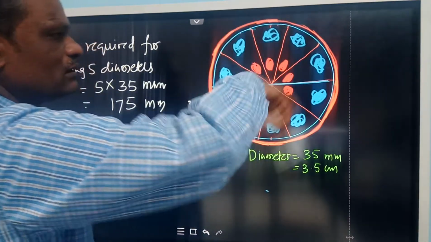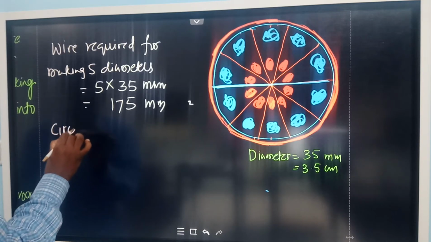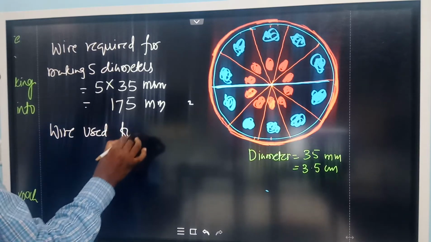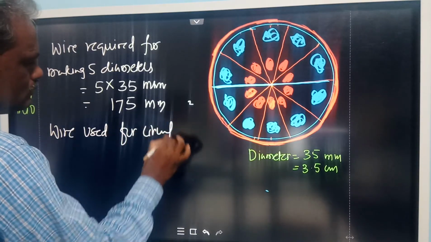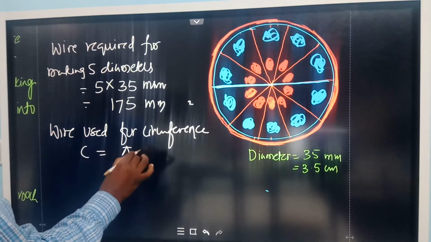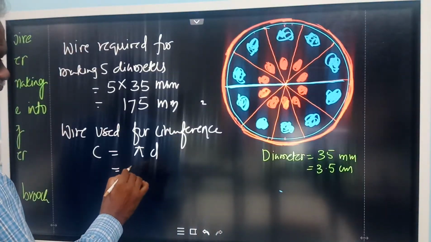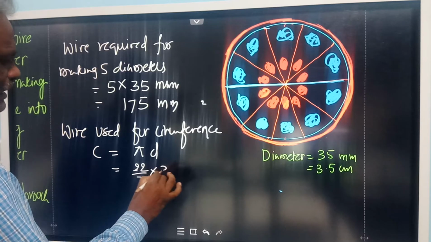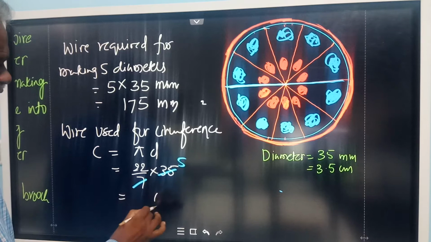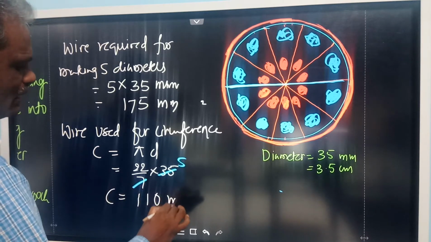Then for the perimeter of this brooch, for the circumference, you can use the 2 pi r formula or pi into d. So you can use pi into d. Pi value here is 22 by 7, diameter here is 35 millimeter. 7 fives are 35, 5 twos are 10, plus 1 is 11, so 110 millimeter.